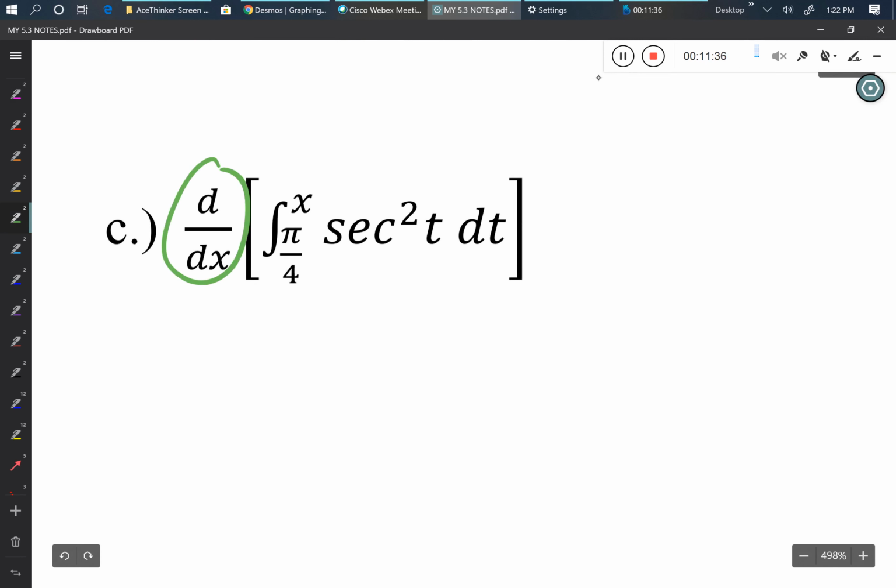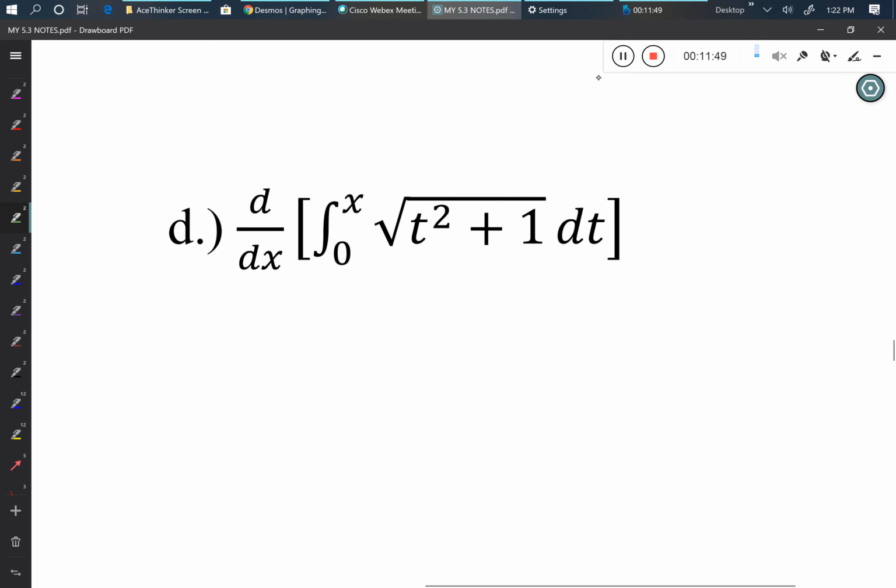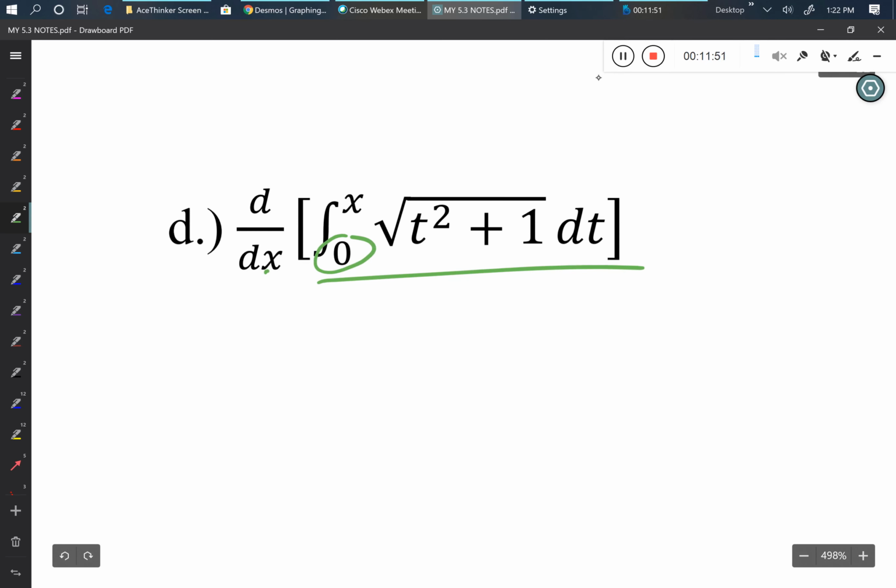Taking the derivative of an integral, constant value x, function, secant squared x, and I'm done. Taking the derivative of an integral, constant, variable, function, square root of x squared plus 1, and I'm done.